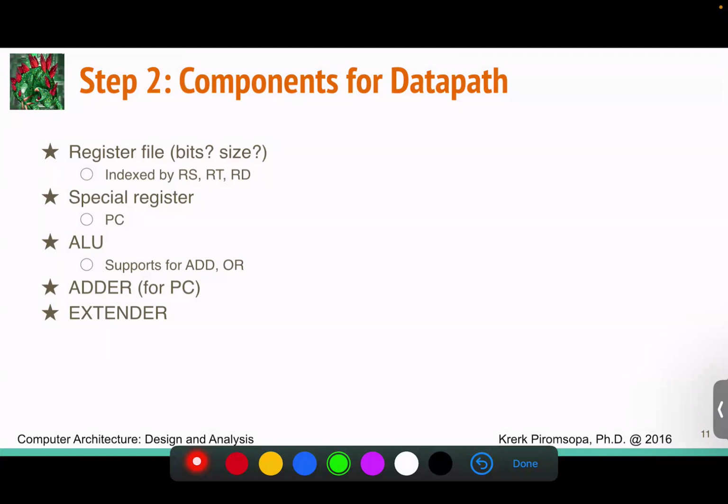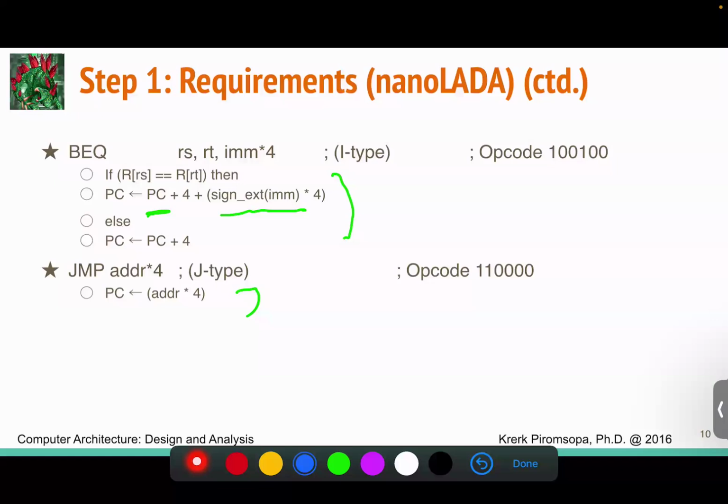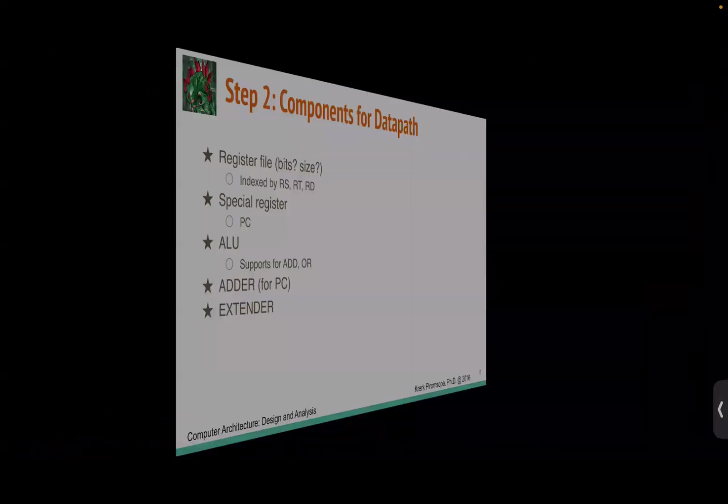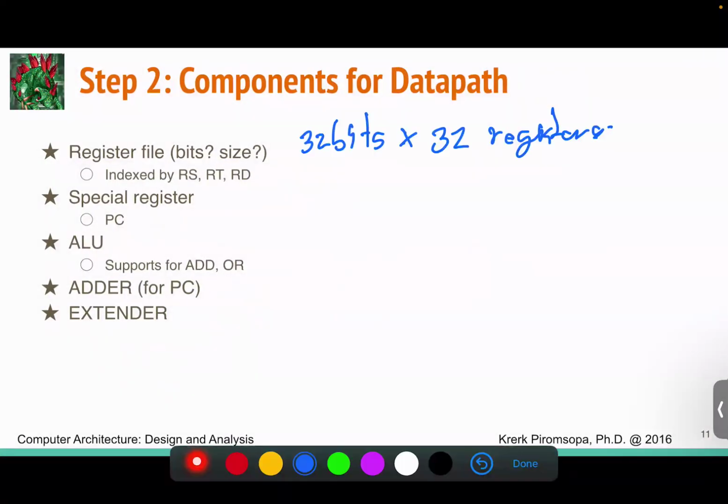So let's try one by one. We have registers, and I already told you we have 32-bit registers, times 32 registers. How do we know that? Because they are indexed by RS, RT, and RD, and we know that those are 5 bits. So to implement this processor, we first have to design a 32-bit register file with 32 registers.